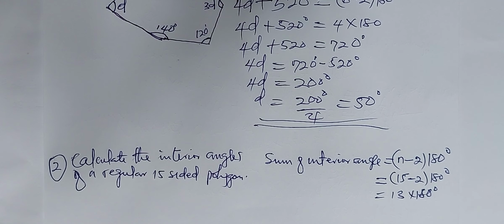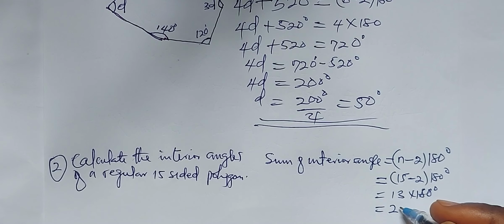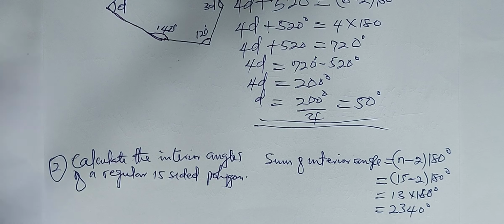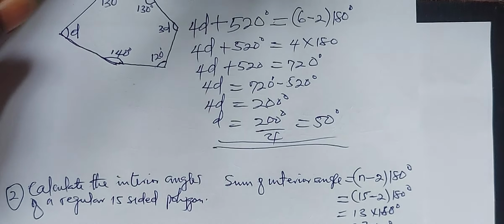So what is 13 times 180? It is 2340 degrees. That is the sum of the interior angles of the polygon.